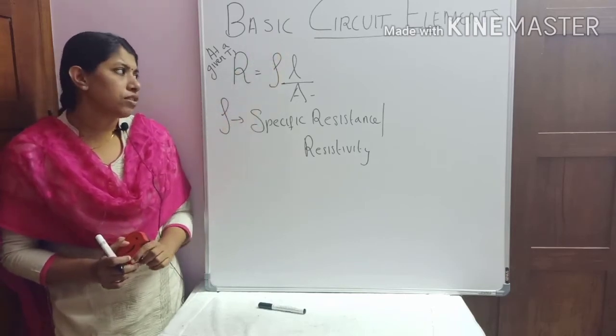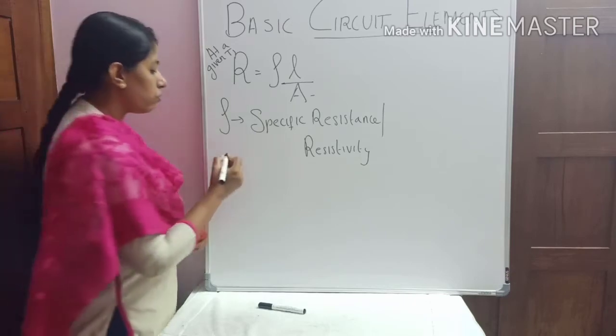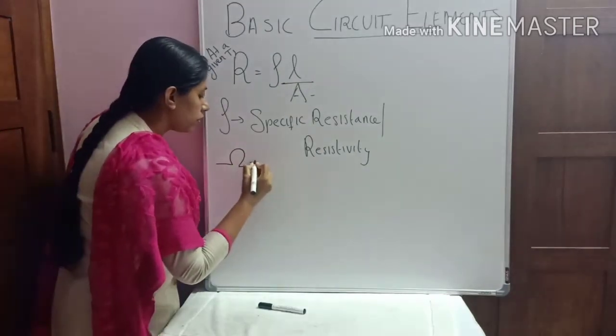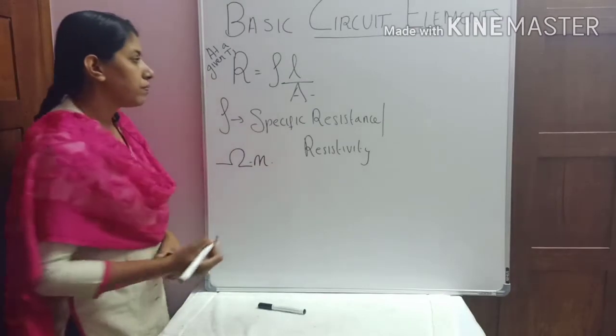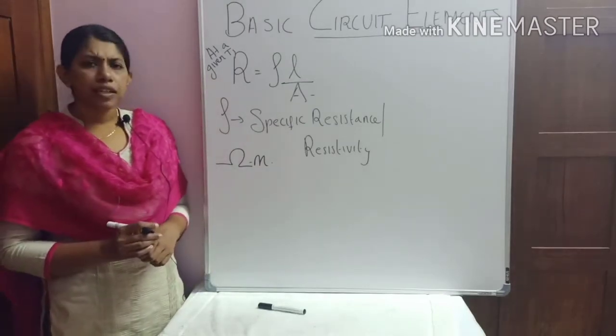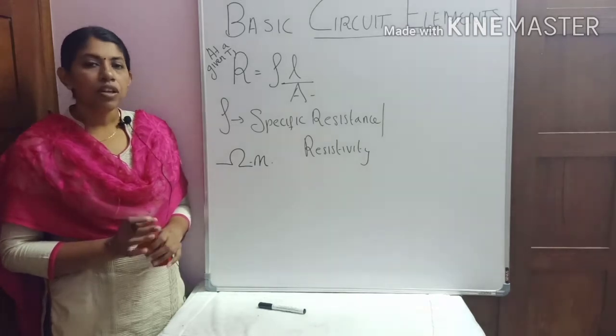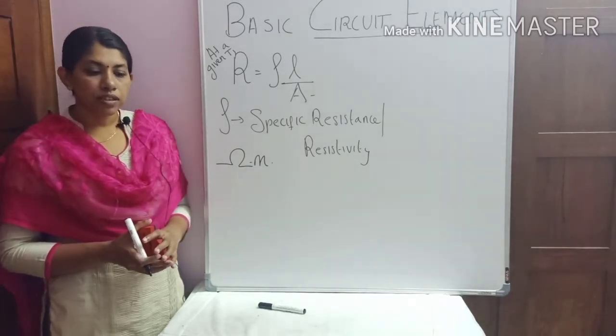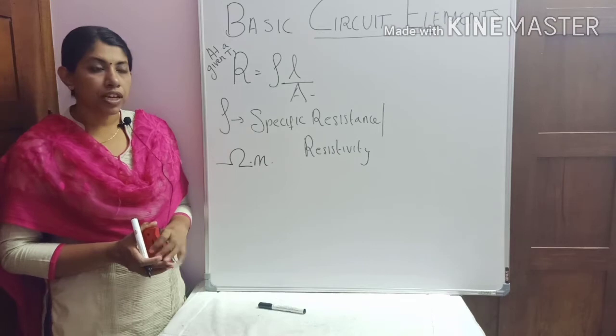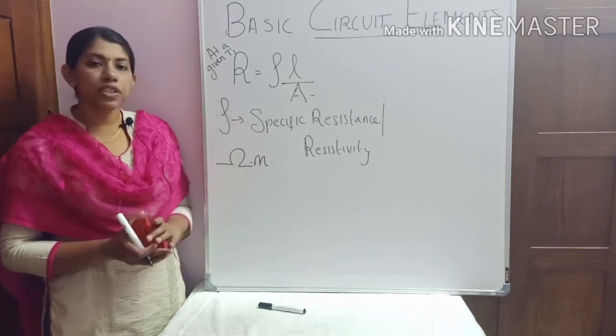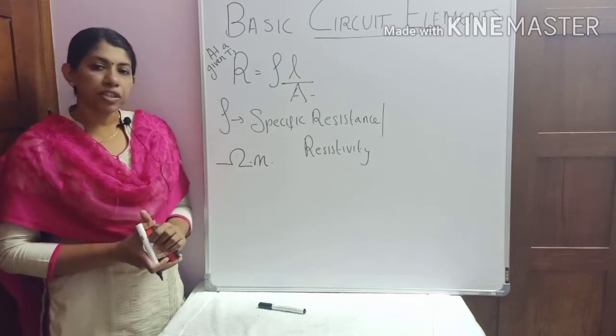So resistivity is always measured in ohm meter. The unit is ohm meter. Specific resistance, if we see in textbooks, is always shown with respect to a certain temperature. So resistivity also depends on the temperature factor.